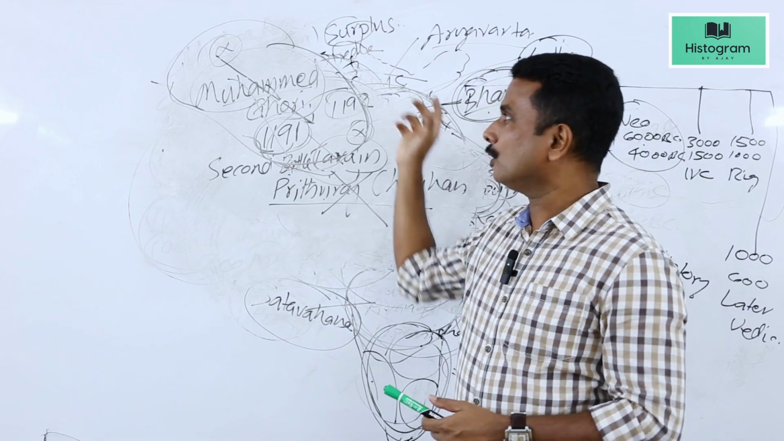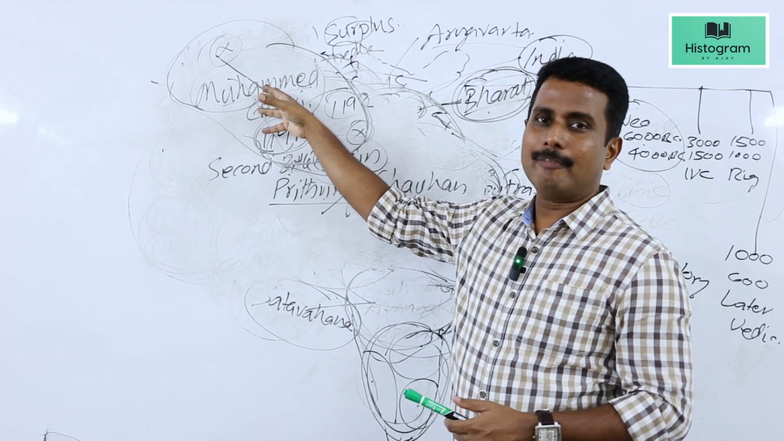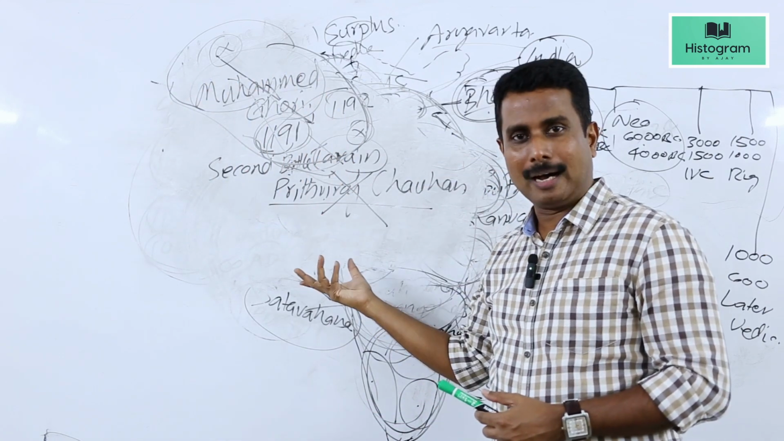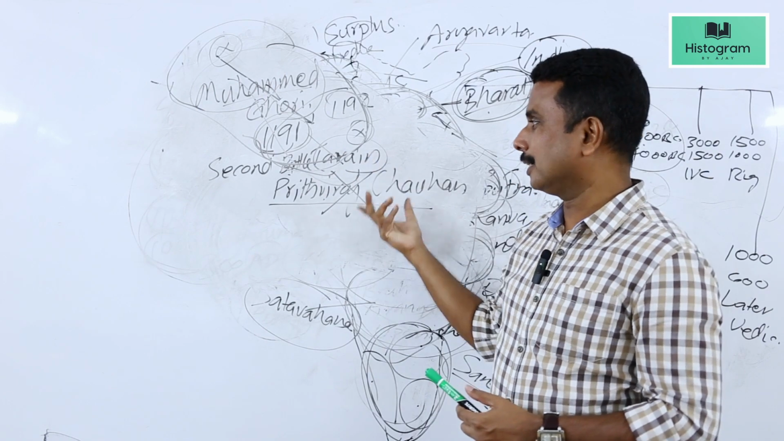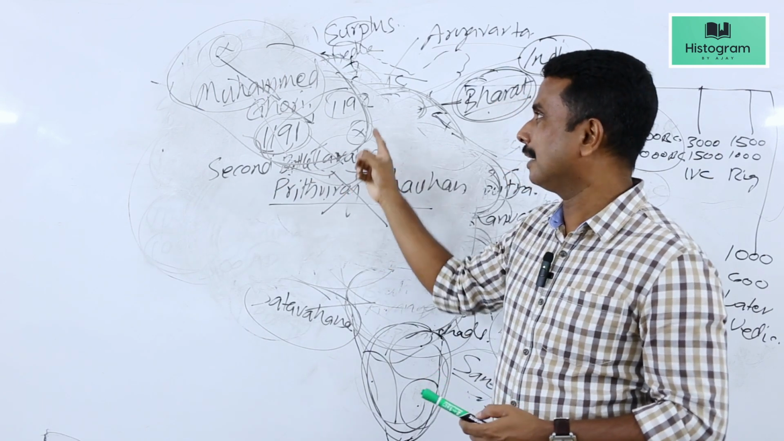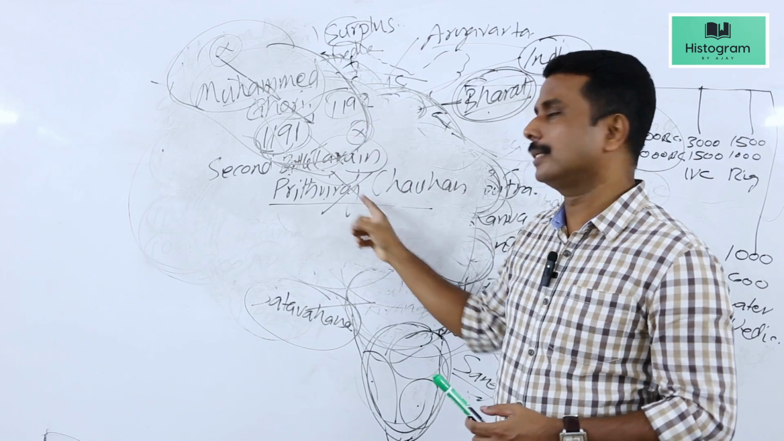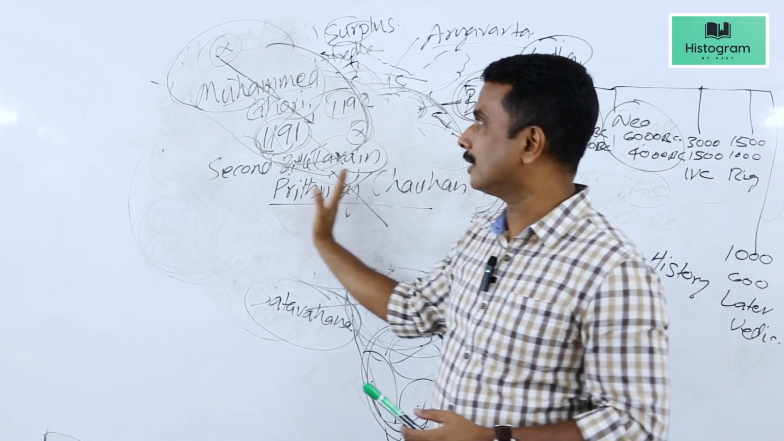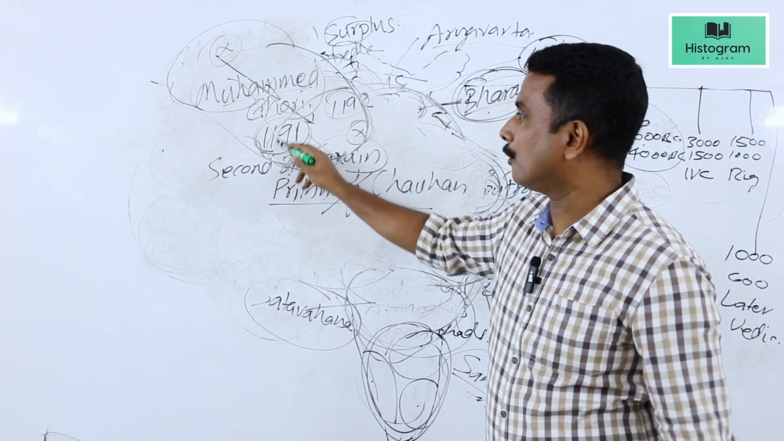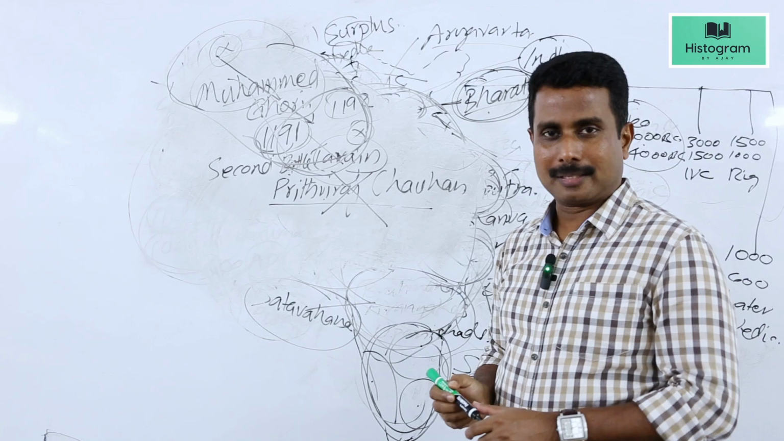This battle is known as the First Battle of Tarain in 1191. But Muhammad Ghori could escape from India. He went back to his native place. The very next year he came back with a reinforced army. He defeated Prithviraj Chauhan in another battle, the Second Battle of Tarain in 1192, and he killed Prithviraj Chauhan, captured his territories, and appointed his officers to look after administration in this region.